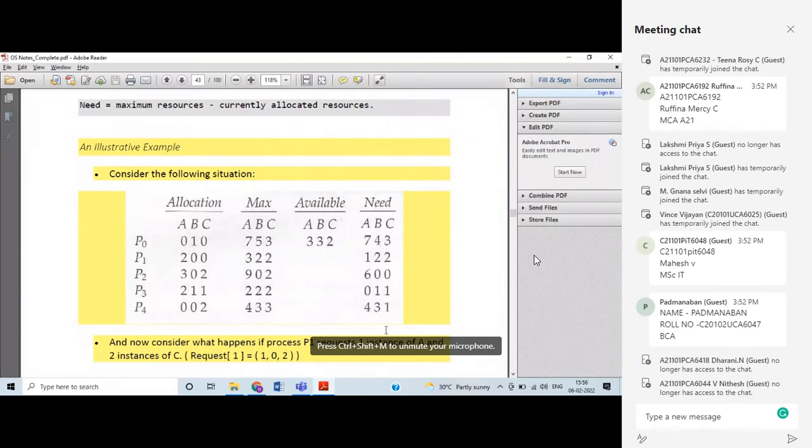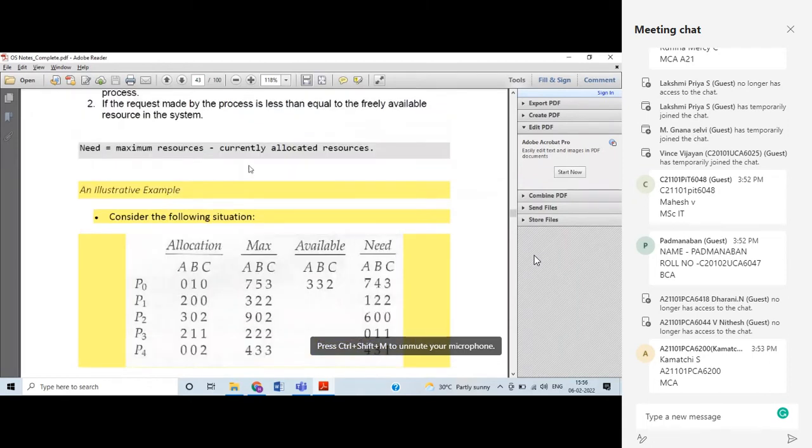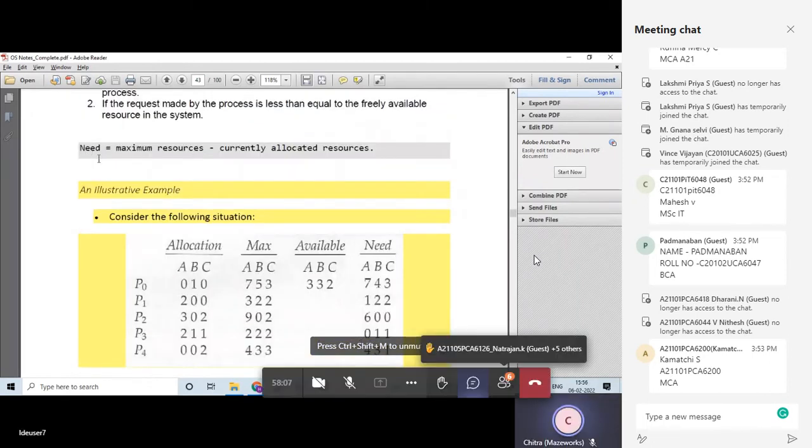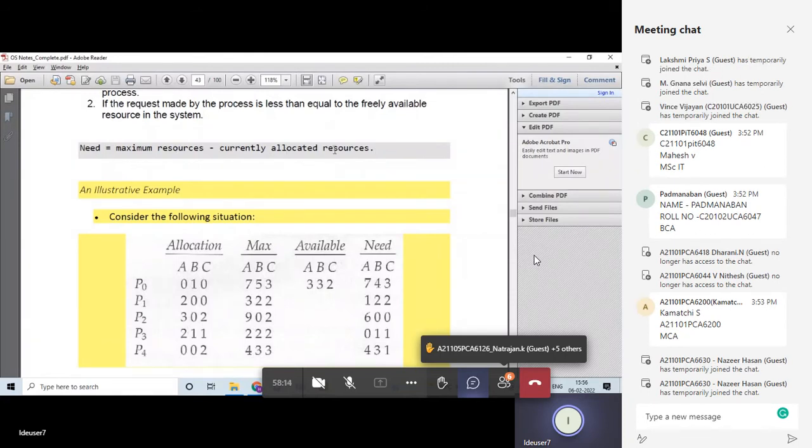Students, are you able to understand this column? Yes, the need column. How to apply that formula? I didn't understand that formula. Okay, the need column should be calculated like this: maximum resources minus currently allocated resources. This is the formula for finding the need.